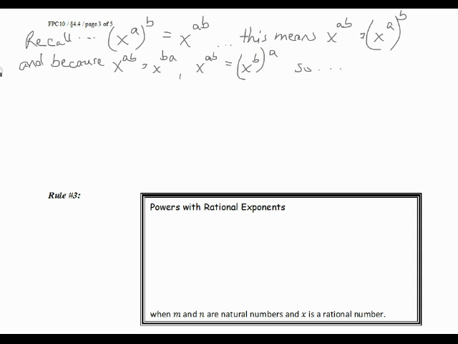So 8 to the 2 over 3, we can write that as 8 to the 2 times 1/3, which we can then write as 8 squared to the power of 1 over 3.